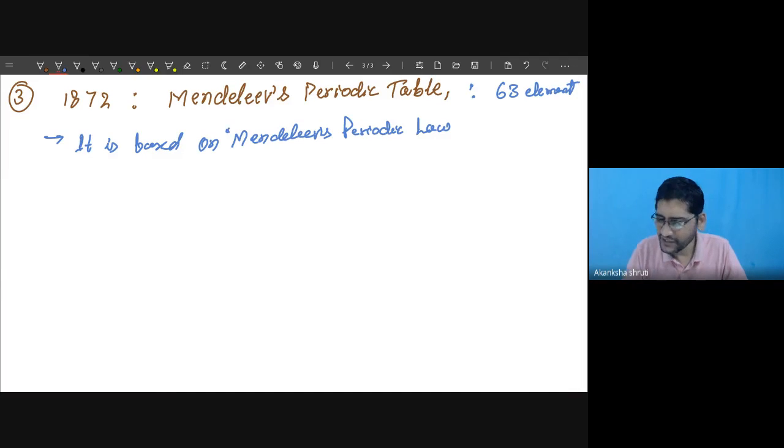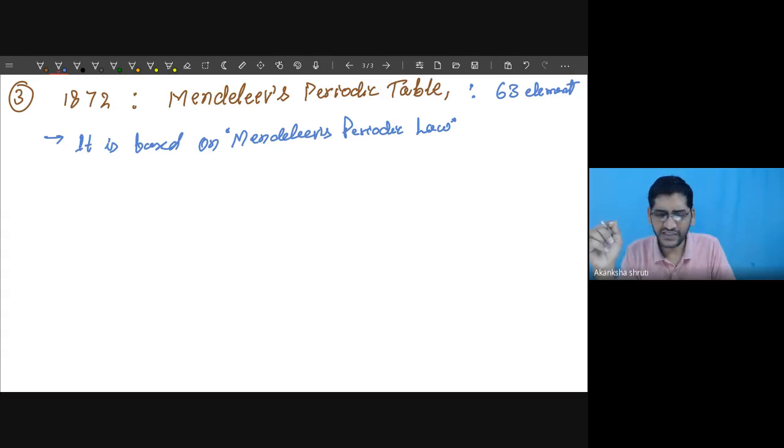According to Mendeleev's periodic law, when the elements are arranged in increasing order of their atomic mass, then after the 8th, the 9th will get repeated. That is what he had told. So write down Mendeleev's periodic law.